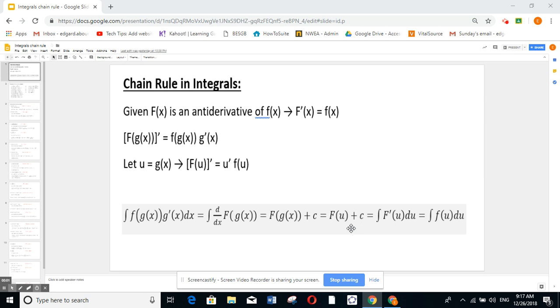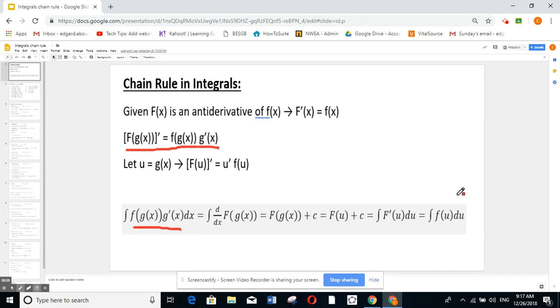Hi, students. We're going to talk about integrals using the chain rule. This is the proof. It's a change of base from x to a variable, which is u. You can read it by yourself. We're taking the composite function, and here is the proof for a composite function.